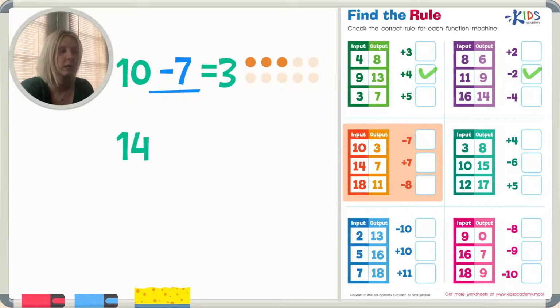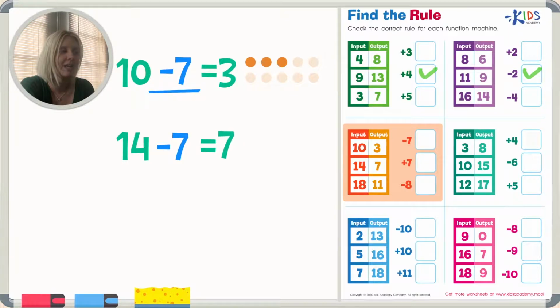So 14 minus 7 equals 7. Does that make sense? Actually, I know that that makes sense because I remember my doubles. 7 plus 7 equals 14. And you remember that rule where everything kind of goes together? So that lets me know that 14 minus 7 equals 7. So I know that that one's already correct. I just knew that one. Let's go to the next one.